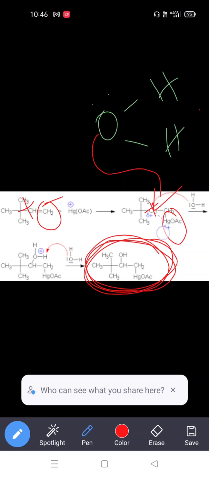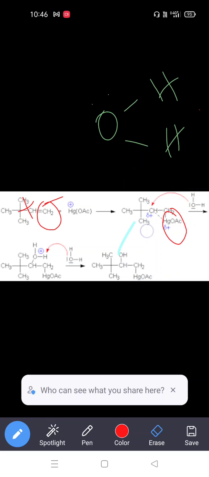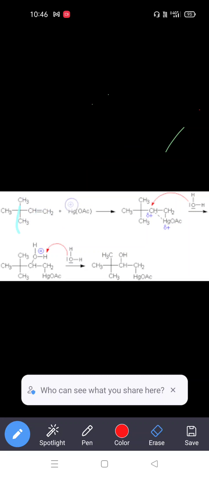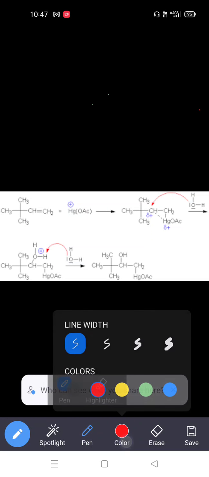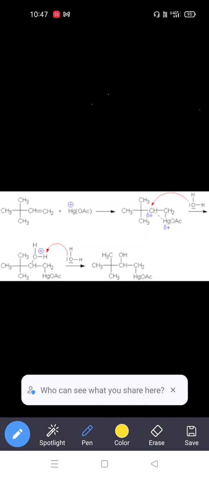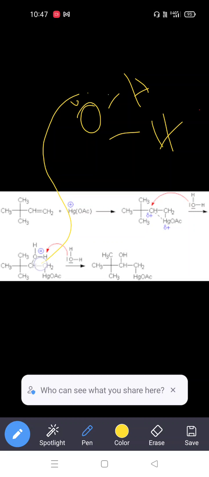This carbocation is empty, so this carbocation is highly electron deficient. At this time, the water molecule, which is a good nucleophile, an electron rich atom, attaches to this carbocation. So finally, we are getting this intermediate. What is happening in this intermediate?